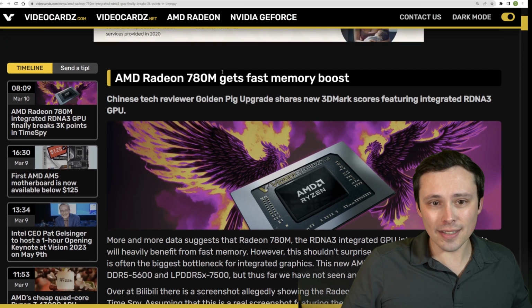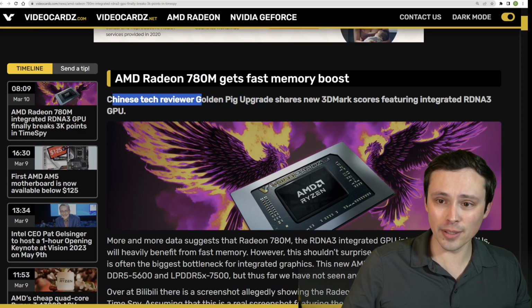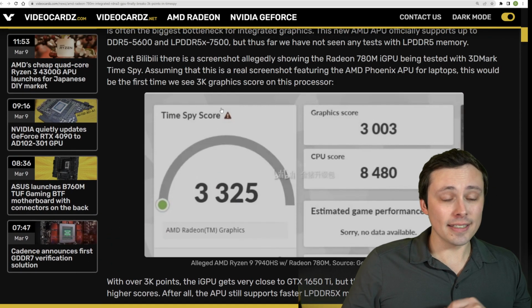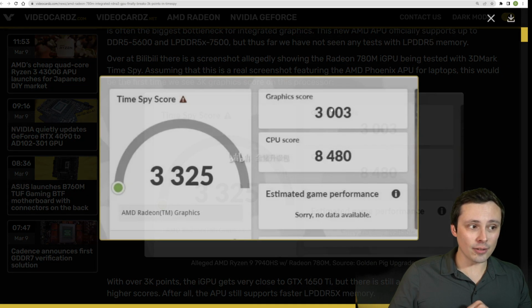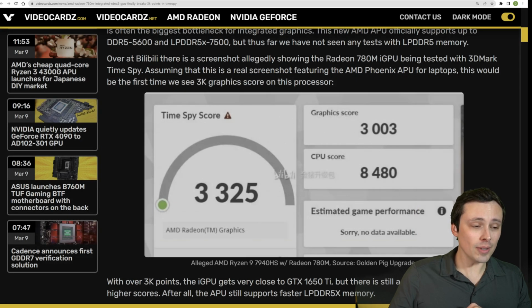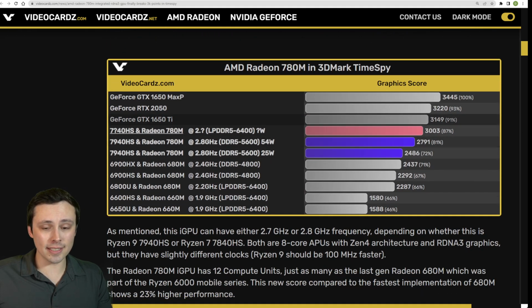Apparently the 780M has been tested by Golden Pig Upgrade, which is a Chinese tech reviewer, and he's showing a Time Spy score. Now, if this is true, it is breaking a 3000 graphics score with a score of 3003, which is significantly better than some of the other results we had seen previously. That looks like it's due to the faster memory. This test was done on LPDDR5 6400 with an unknown power configuration, and this brings it really close to GTX 1650 Ti levels of performance, which is pretty interesting.